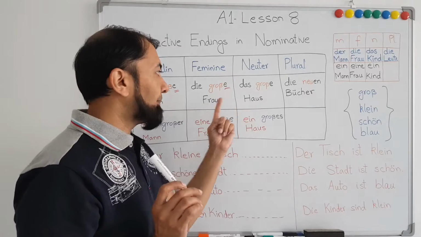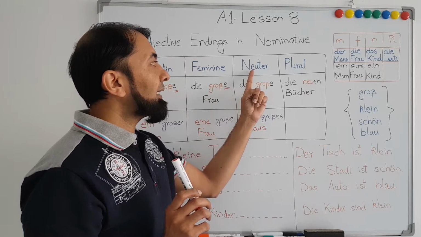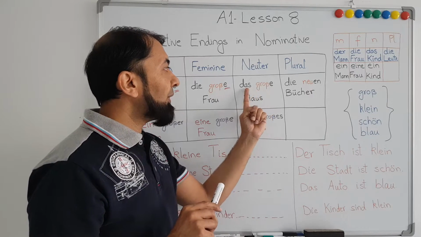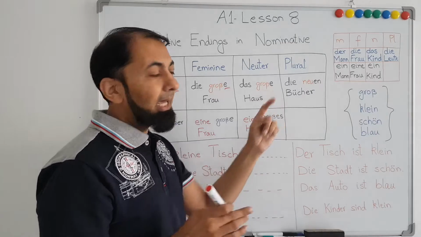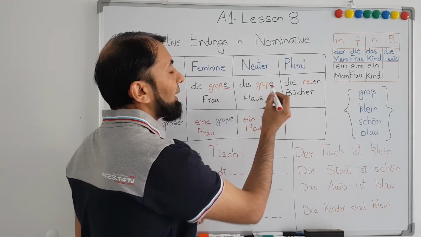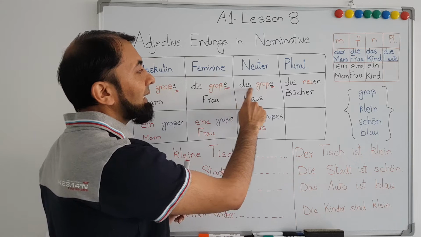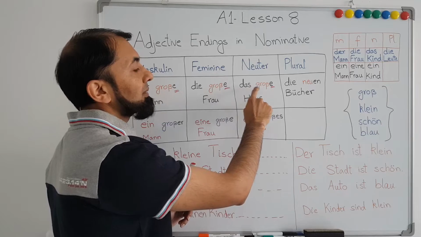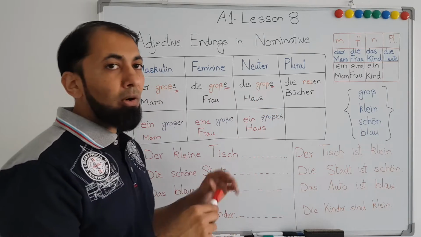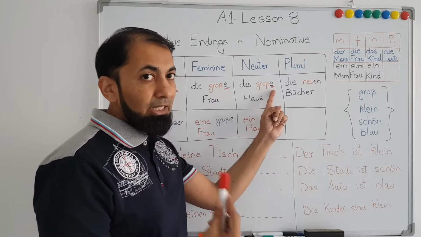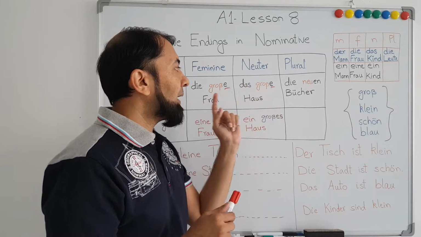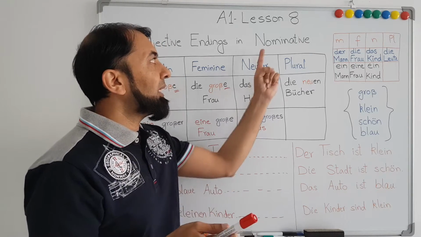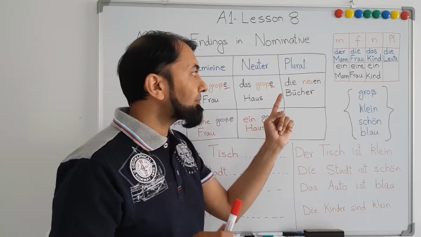If the article is das for neuter nouns, we will also add an e at the end of the adjective. So das große Haus, das kleine Haus, das neue Haus. So all the adjectives will take an additional e at the end if the noun is neuter and we are dealing with nominative case.